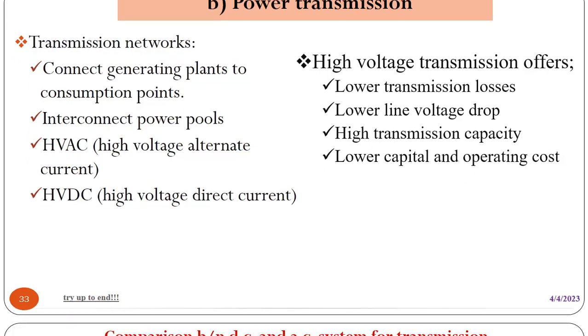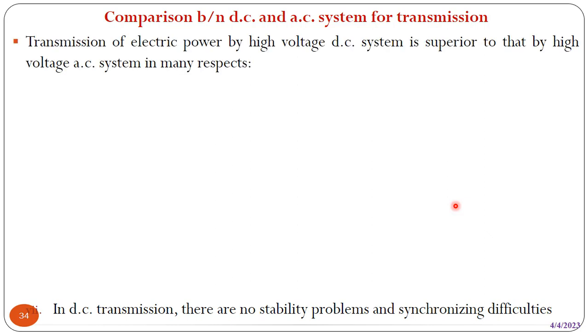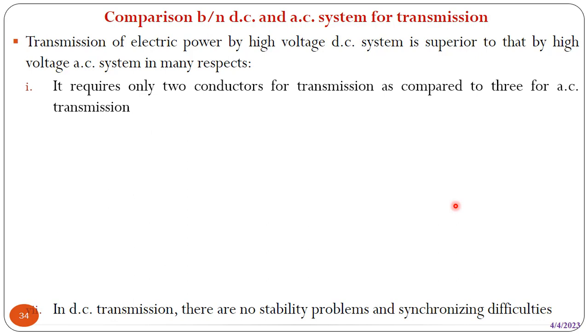High voltage, low current. So this compares transmission by AC and by DC. In terms of AC, transmission of electric power by a high voltage DC system is superior to that by a high voltage AC system in many aspects. This is for distances of more than 500 kilometers. It requires only two conductors, whereas AC requires three conductors.